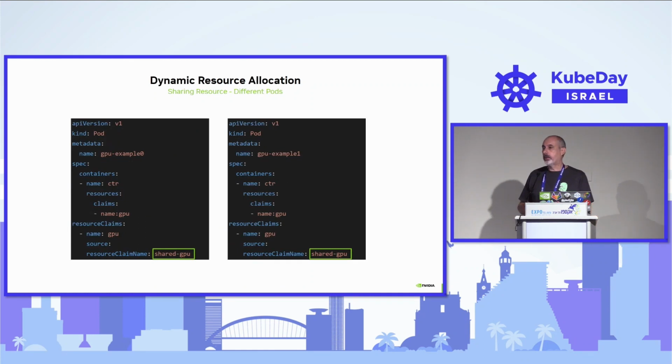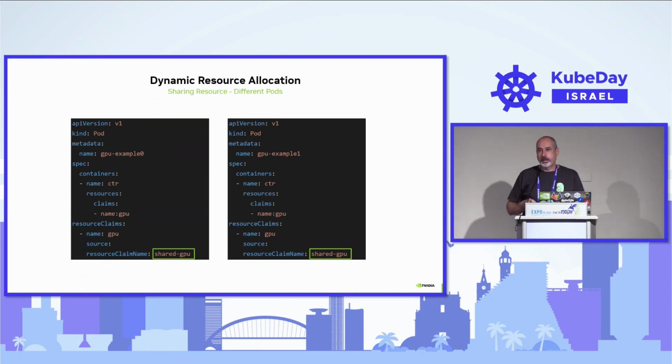And it goes the same regarding sharing between different pods. So again, using the name of the pre-created resources. One thing to mention is that the DRA driver implementer needs to specify in the resource claim that this resource is actually shareable. Otherwise, the scheduler won't allow this kind of configuration.